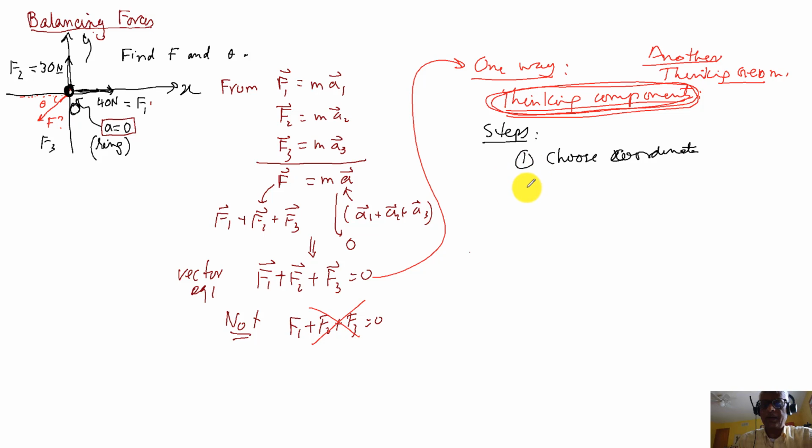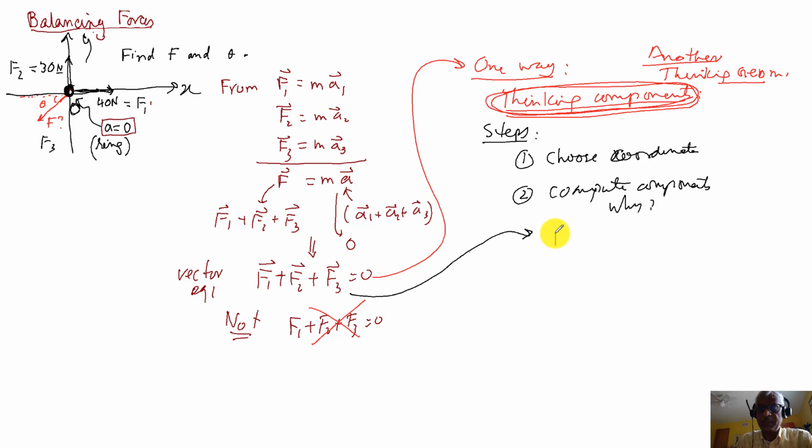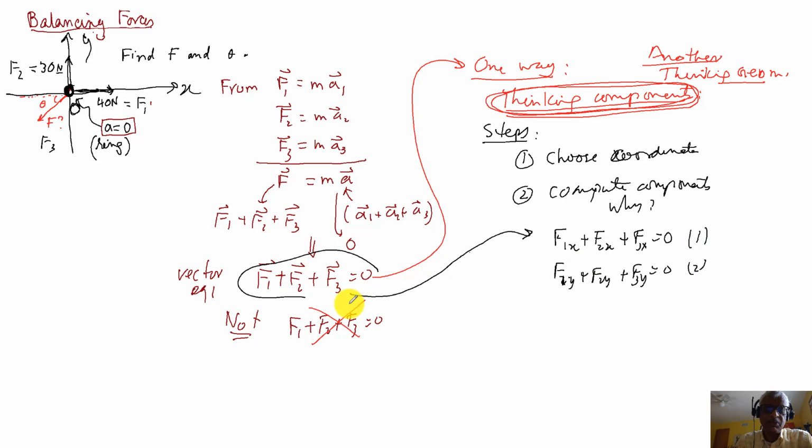The second step is to compute components. This equation in component form will be f1x plus f2x plus f3x equal to 0, and f1y plus f2y plus f3y equal to 0. So I got two equations inside here. This is one vector equation, which is actually two algebraic equations. These will have some particular numbers.